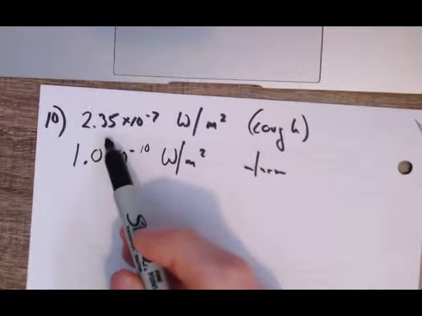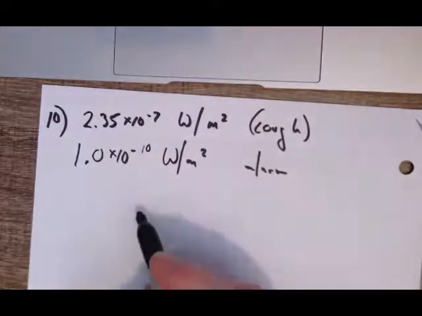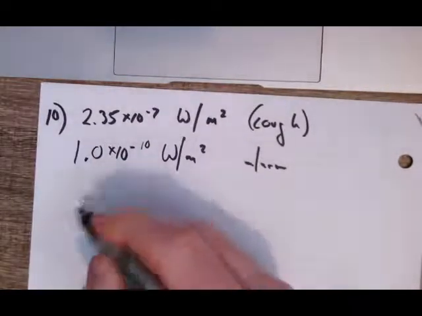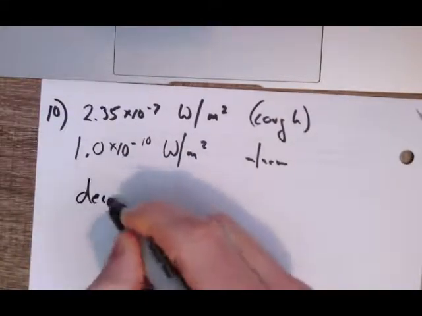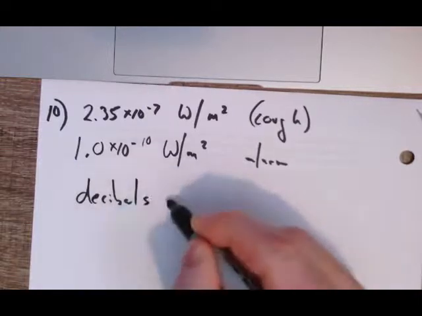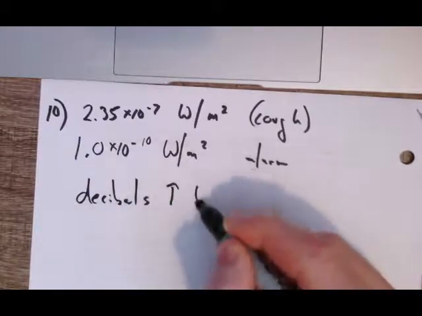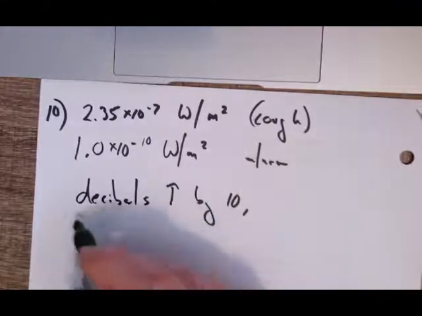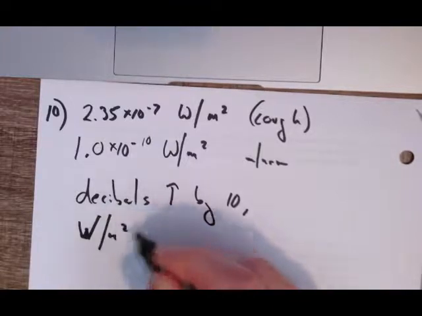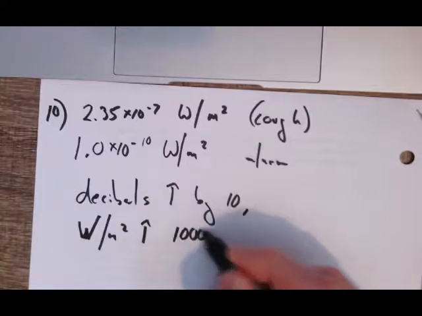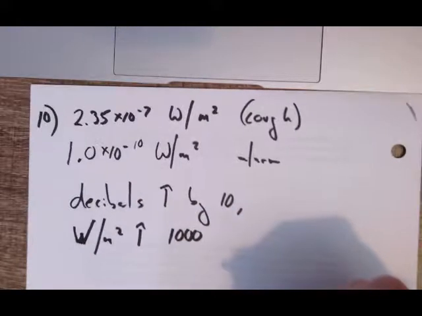So each decibel, remember, kind of just talking about number 9, I'll go to the chart here. When decibels increase by 10, then the watts per meter squared increases by 1,000. Okay?